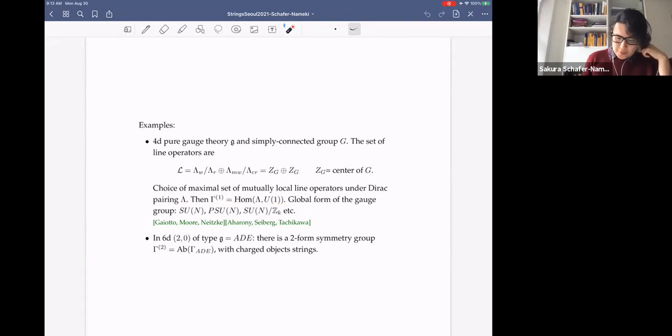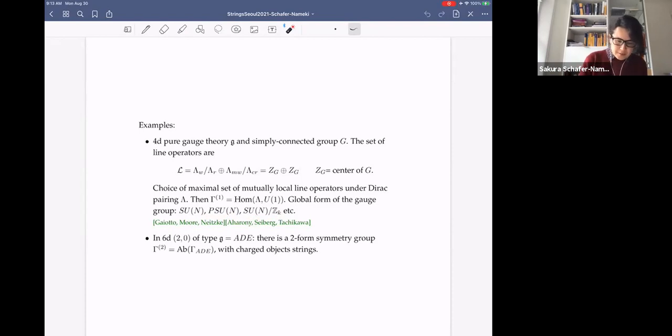So for discrete symmetries, that's just a discrete symmetry again. For example, for SU(N), we have a Z_N one-form symmetry that can be gauged fully, and we get the PSU(N) theory. If N has some non-trivial divisors, we can also gauge a Z_k subgroup, et cetera. And that gives a whole range of interesting global forms of the gauge group in four dimensions.